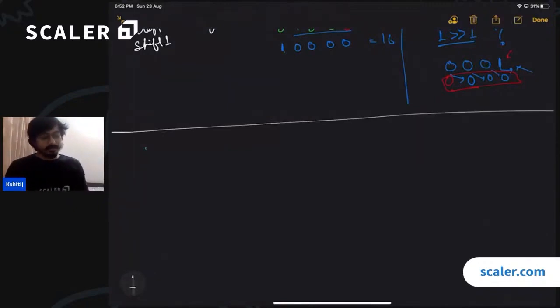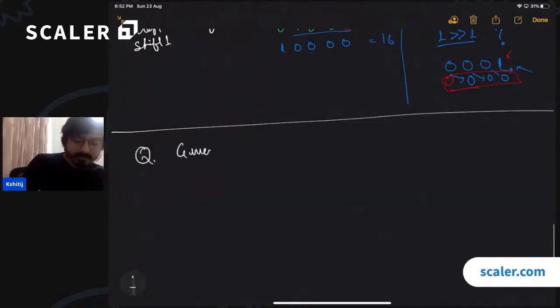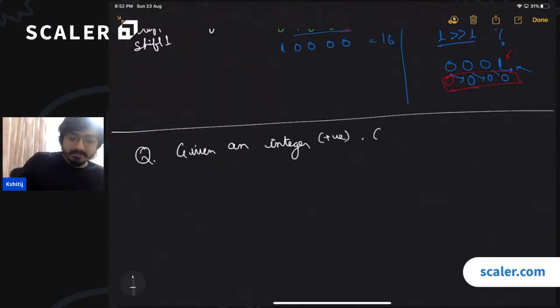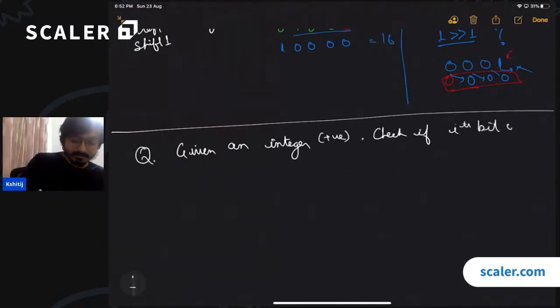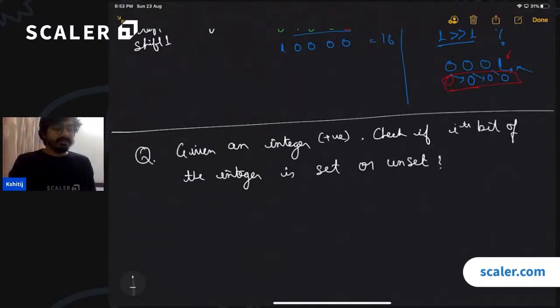What if you are given a number and you have to check whether the ith bit of that number is set or not? Given an integer, and this is going to be a positive integer, check if the ith bit of the integer is set or unset. So how can we solve this problem? If you are given a number n and you have to check whether the ith bit is set or not.